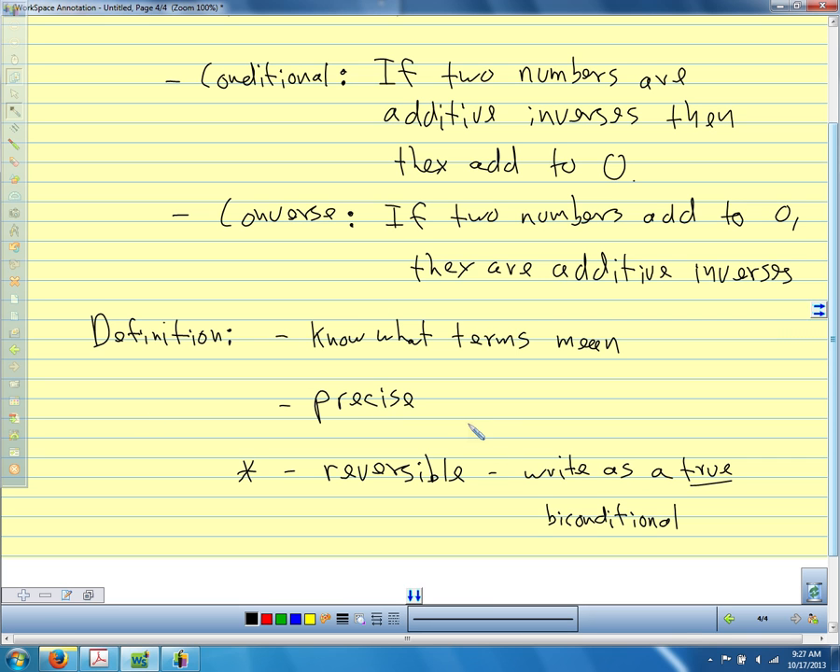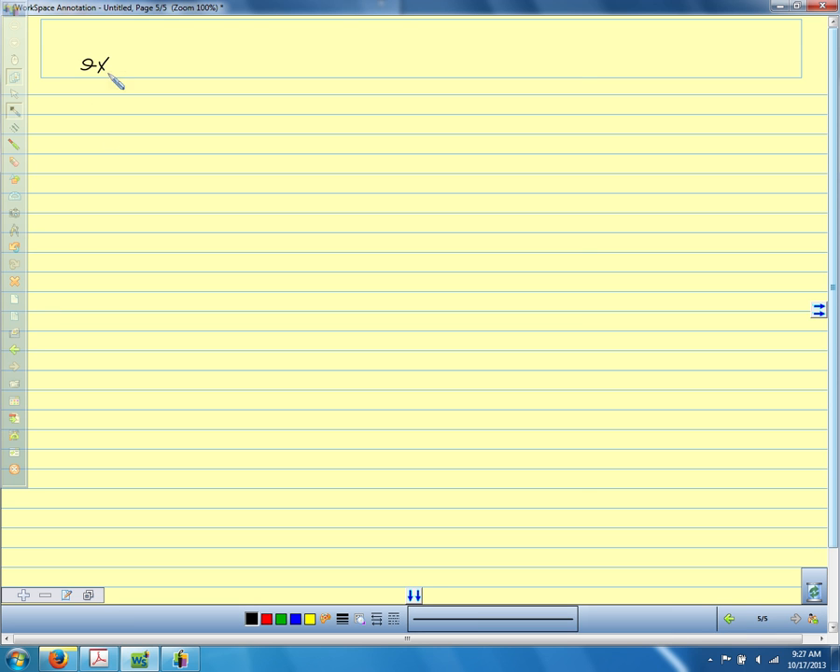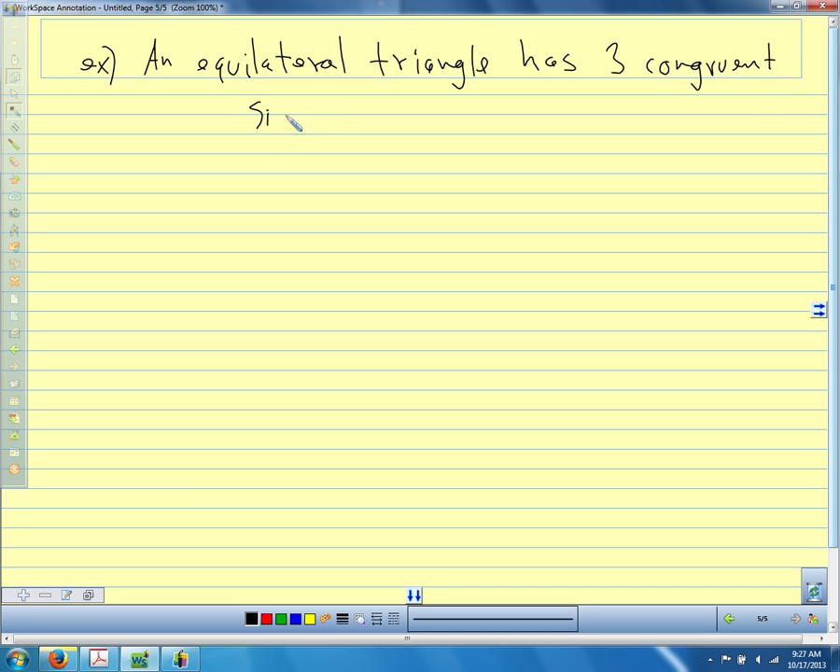So let's look at an example and decide if this is a good definition. Is everybody good with this idea of a definition? Okay. So here's an example. I'm going to write a definition. An equilateral triangle has three congruent sides. And the question is, is this reversible?